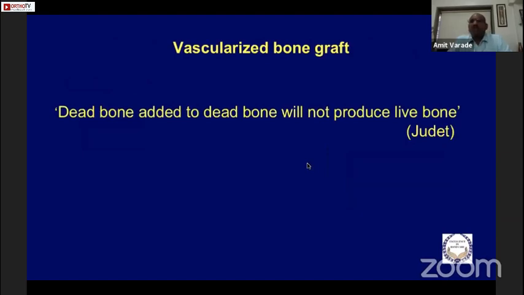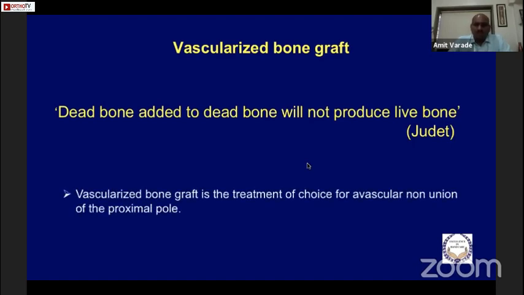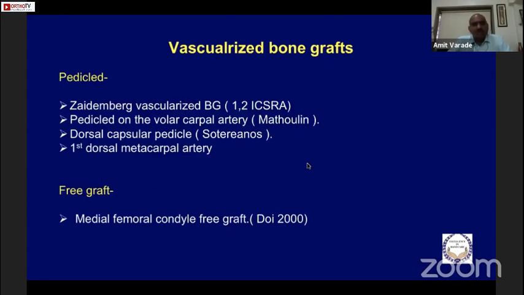So another option for scaphoid non-union is vascularized bone graft. As said by Judith, dead bone added to dead bone will not produce live bone. So in case of avascular non-union of the proximal pole, vascularized bone graft is the treatment of choice. Available options are pedicle graft and free graft. Out of pedicle grafts, Zaidemberg's graft is very famous.